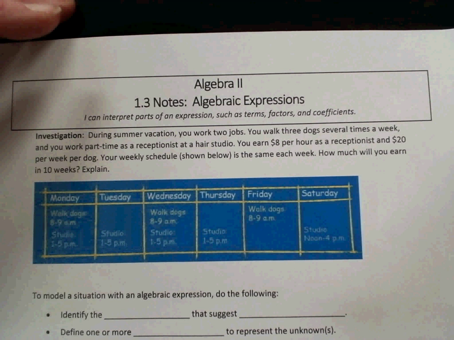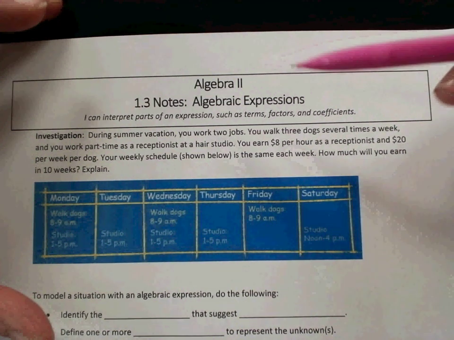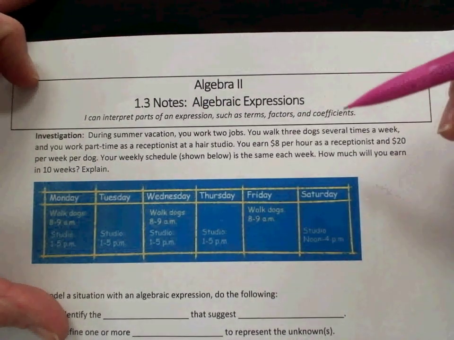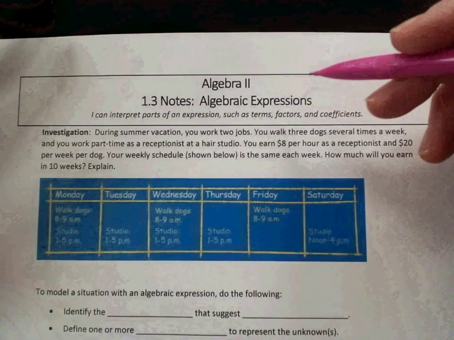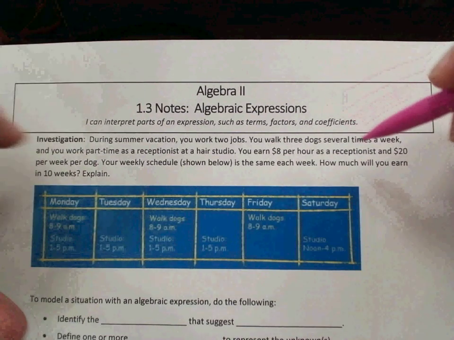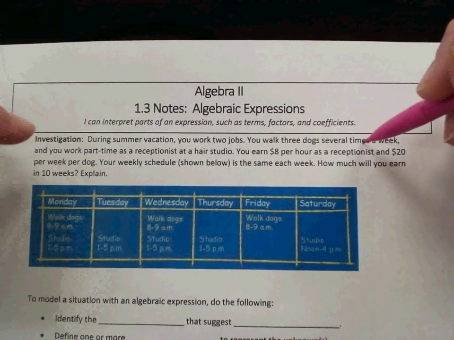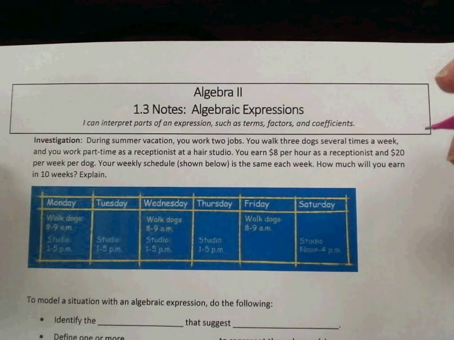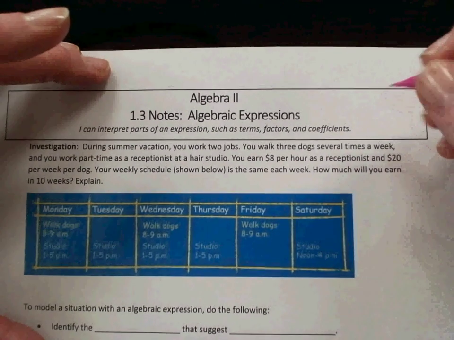This is 1.3 notes, algebraic expressions, the goal being to be able to interpret parts of an expression, such as terms, factors, and coefficients. After taking a couple minutes to look over this problem, who has a thought on how to do it? Reynolds. Highlight key information. Great. So what did you highlight or underline?